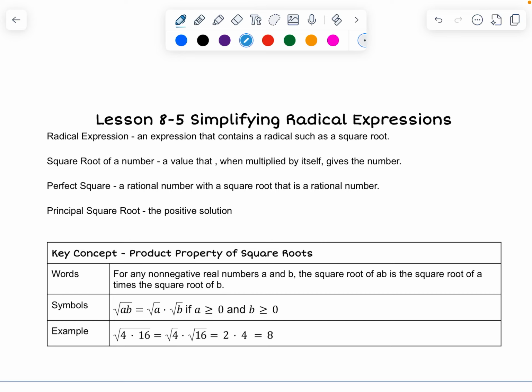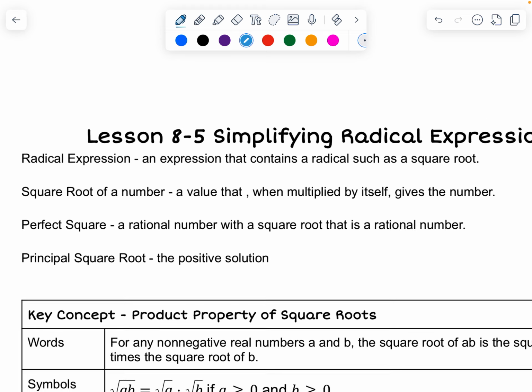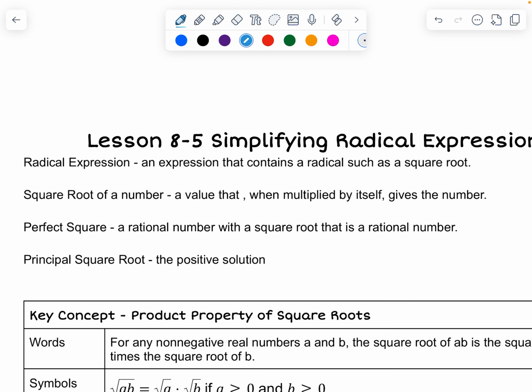Lesson 8.5, simplifying radical expressions. So we're going to use what we did in the last lesson and expound on that, go further into it. So a radical expression is an expression that contains a radical, such as a square root. It does not have to be a square root.